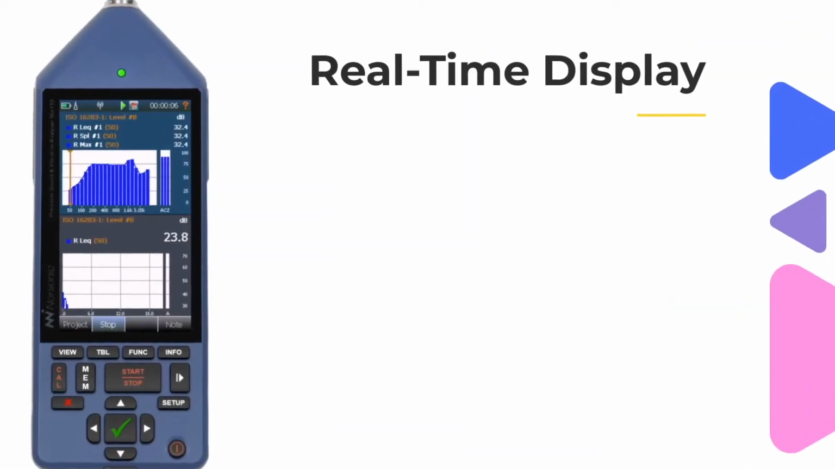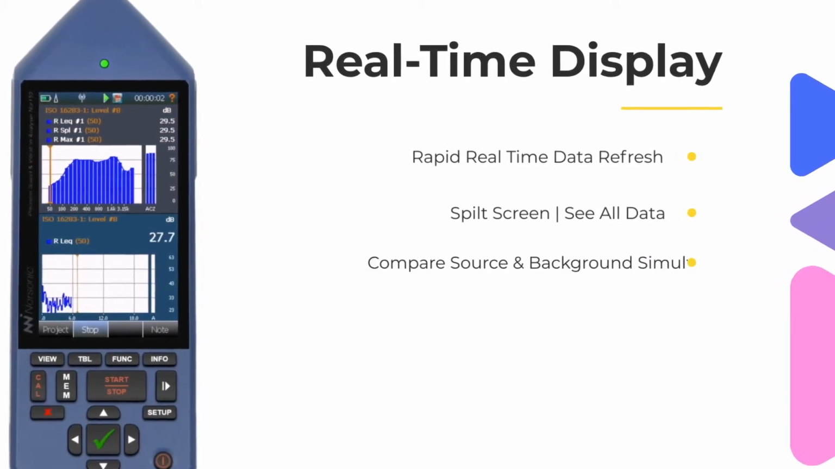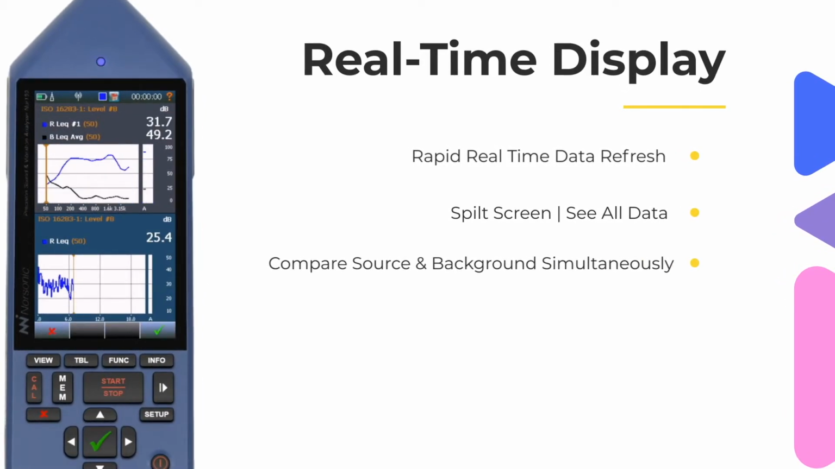The real-time display shows us level versus frequency, and the level versus time screen allows us to compare the source and background noise simultaneously to meet the 10 dB rule.